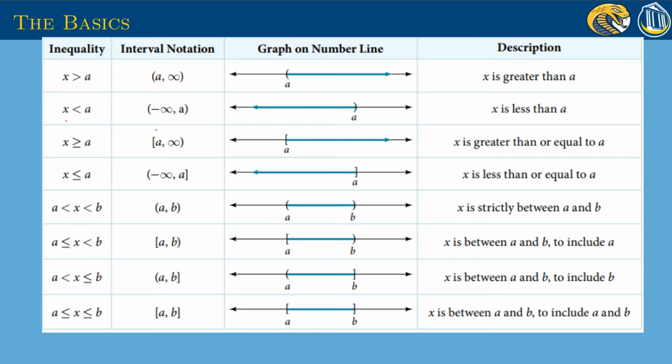Finally, we can combine two of these inequalities in a row to talk about places where x is between a and b. That's where x is greater than a but less than b. Or similarly, where a is less than or equal to x is less than or equal to b, or both.